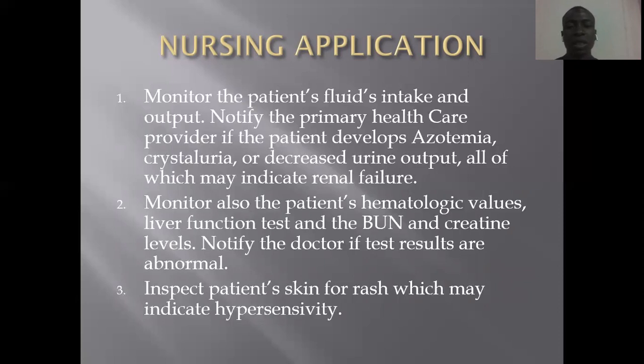Monitor also the patient's hematological values. Which means you need to do a full blood count to monitor the red blood cells, the white blood cells, the thrombocytes to see their level. And also monitor the liver function test because it also causes hepatotoxicity that affects the liver. And also creatinine levels. Notify the physician if test results are abnormal. So after you do a full blood count, you see the test results. If there's a reduction in the white blood cells, the red blood cells, or the thrombocytes, you can notify the physician.